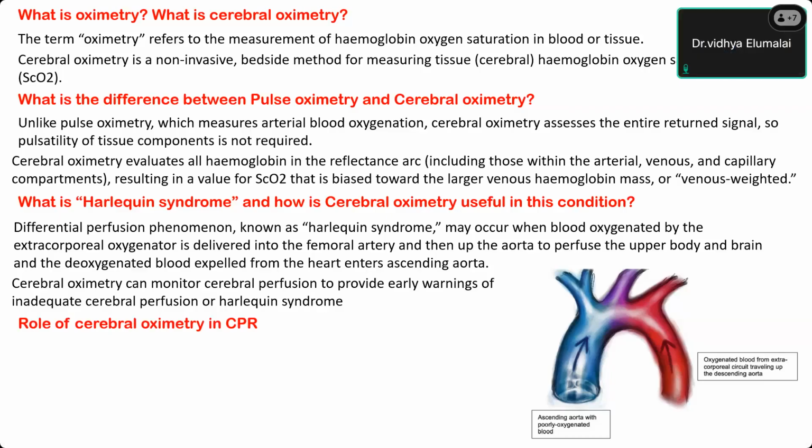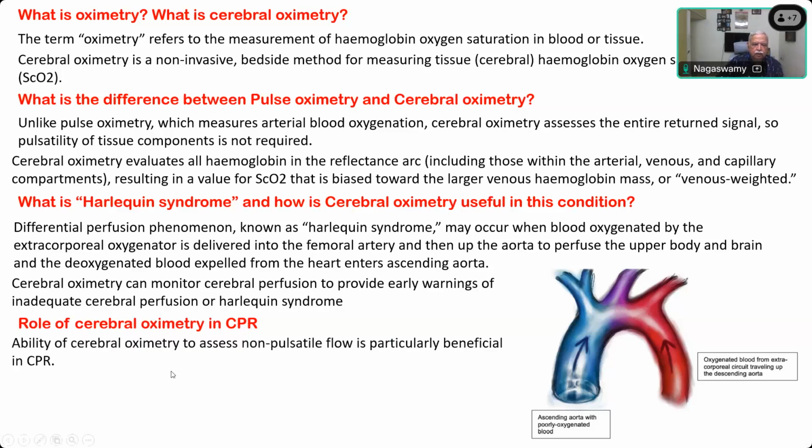It measures the effectiveness of cardiopulmonary resuscitation. The ability of cerebral oximetry to assess non-pulsatile flow is particularly beneficial in CPR, because when you give CPR, the blood is merely pushed into the vascular compartment by your compressions. It doesn't happen like the normal pulsatile blood flow in a normally contracting heart.